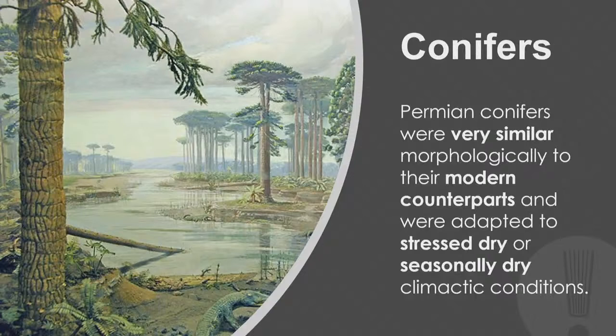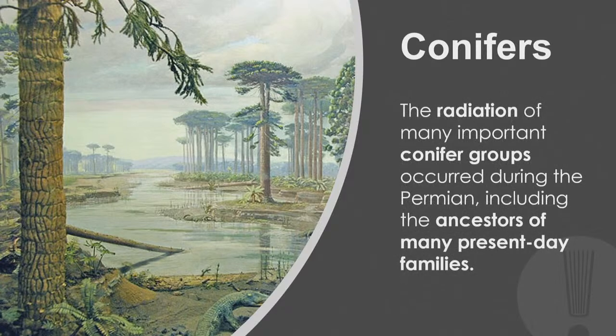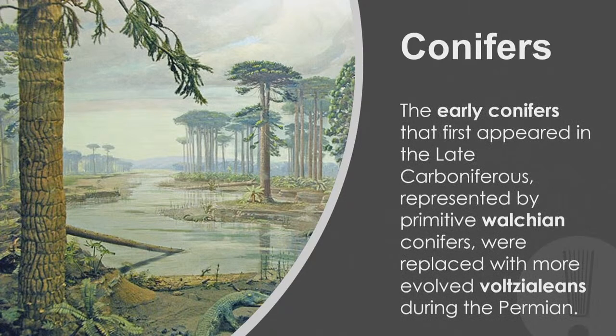Permian conifers are very similar morphologically to their modern counterparts, or what we see here today. They're adapted to these stressed, seasonally dry climatic conditions. The range of conifers expanded during the early Permian to the lowlands due to the increase in aridity, or dryness. The radiation of many important conifer groups occurred during the Permian, including the ancestors of many present-day families.